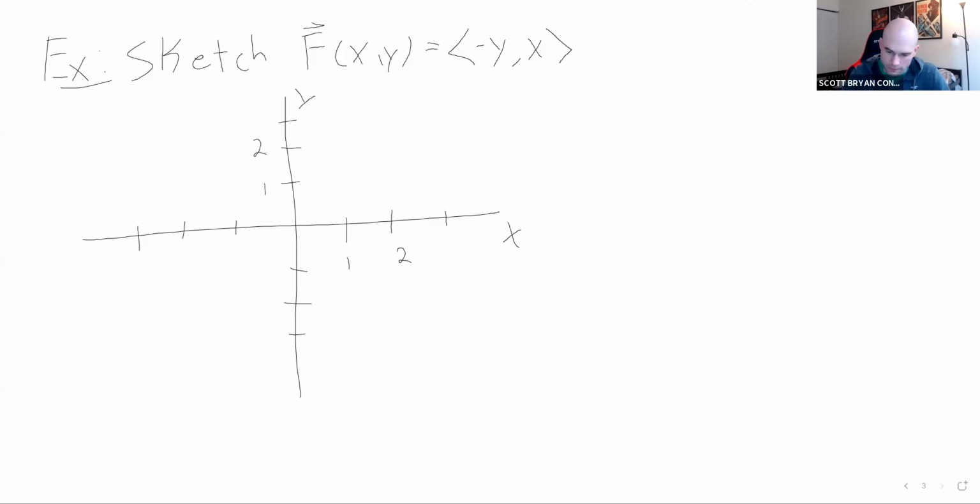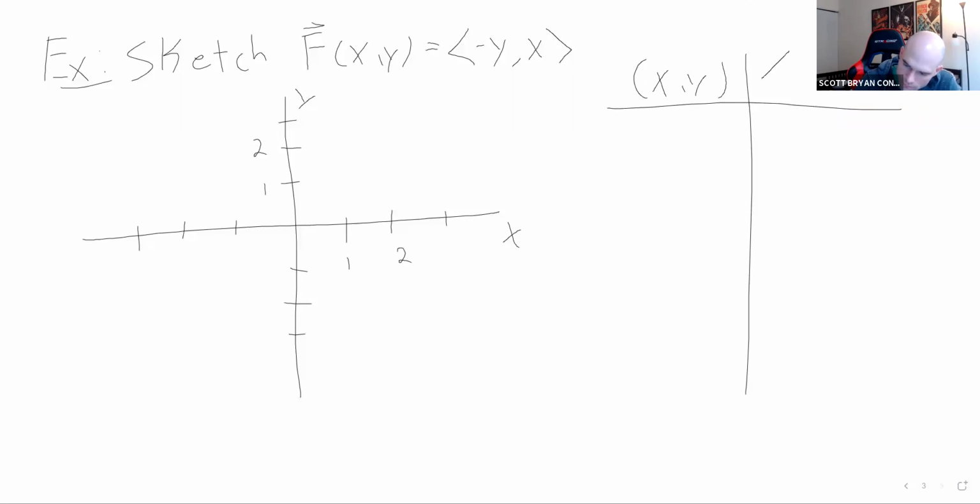Et cetera, et cetera. Okay. Let me write it like this. Okay, so let's just pick some points. We don't need to be exhaustive here. And see what vector we get, and then plot it at that point. So yeah, we plot each vector as starting at that point.